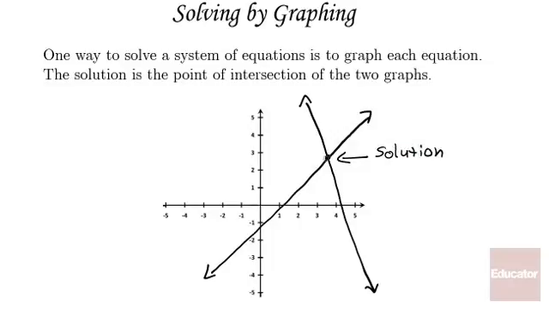Now, here you can see a weakness in this method, and that is if the solution doesn't land right on an integer, it's difficult to get an exact value. And that's one advantage to the algebraic methods. But if you graph carefully and the solution does land on, say, 3, 4, then you could get an exact solution.